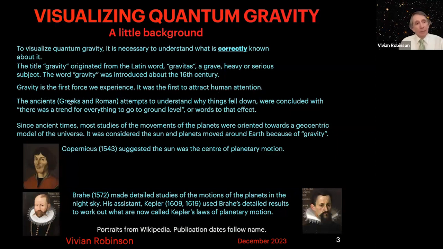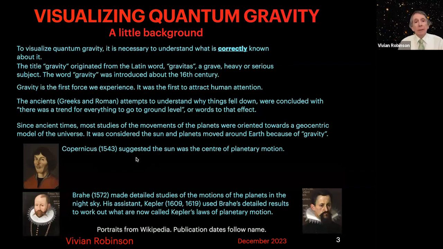The ancients, the Greeks and Romans, in their attempts to understand why things fell down, concluded that there's a trend for everything to go to ground level, or words to that effect. Since those ancient times, most studies of the movements of planets were oriented towards a geocentric model of the universe. It was considered the sun and planets moved around the Earth because of gravity.